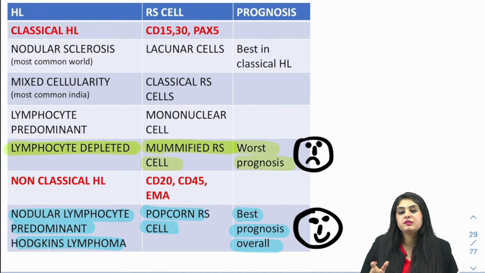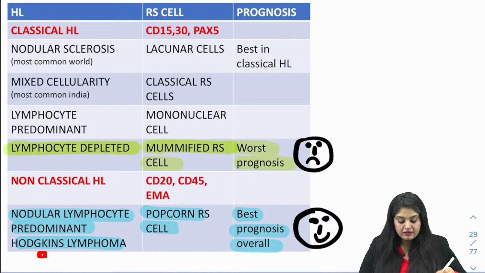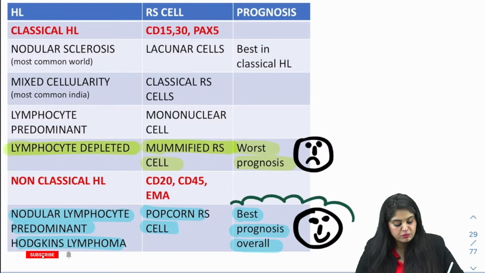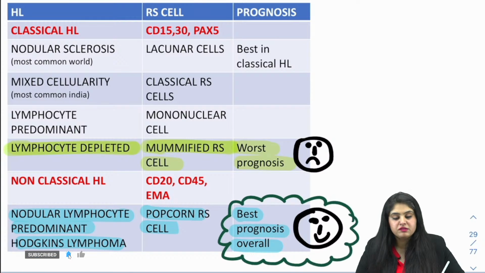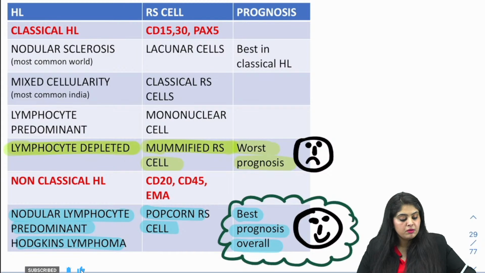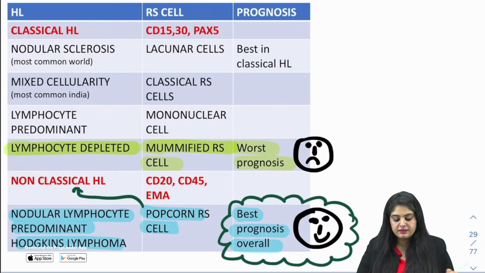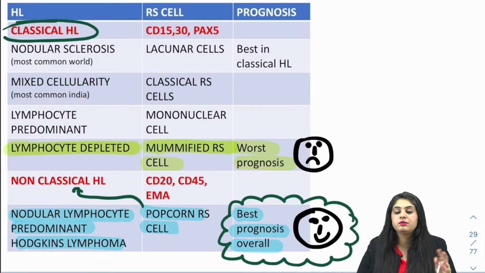Okay, so now there's a twist in a question that came in medicine. First year they asked you which is the best prognosis. The best prognosis, we marked popcorn. But popcorn was the non-classical variety. So next time they ended up asking you which is the best Hodgkin's lymphoma in the classical variety. Twist in the story.